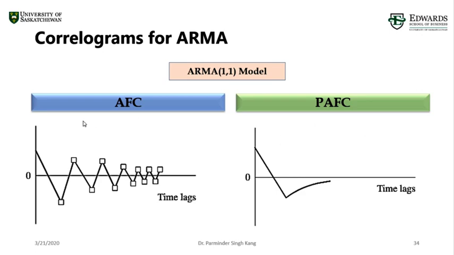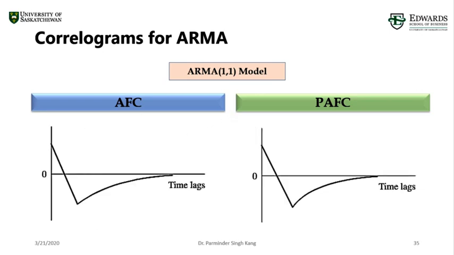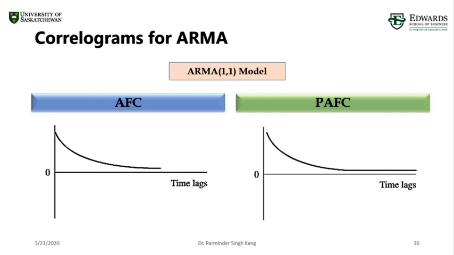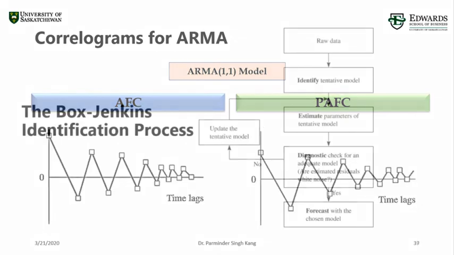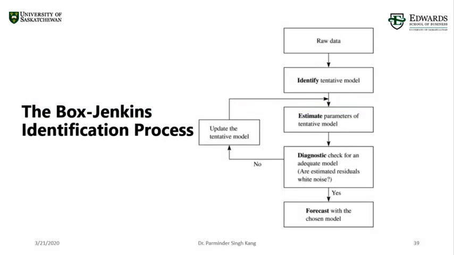Going back to my previous comment, please have a look at these plots. You're expecting an autocorrelation and partial autocorrelation plot in your exam, and I may ask you to identify the correct ARIMA, AR, or MA model, right? Okay, so this brings us to the Box-Jenkins identification process.